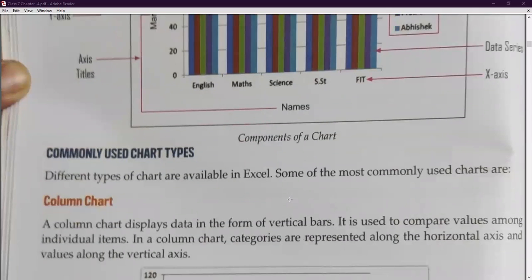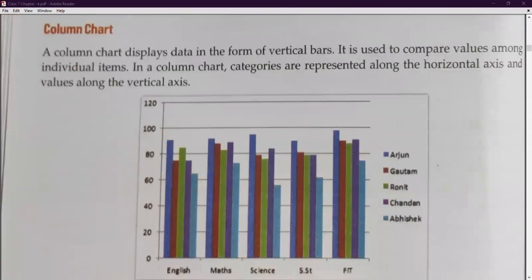Now we will understand commonly used chart types. What are the types of charts we are going to use? First and foremost is the column chart. Column chart, as the name suggests, means we are going to use vertical bars. A column chart displays data in the form of vertical bars. Mark my point, students, vertical bars, as you can see on your screen. It is used to compare values among individual items. Yes, students, when we are working on a chart, that means we are going to compare some values also. So it is known as the comparison value also.